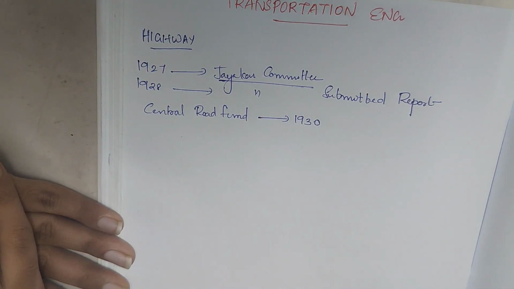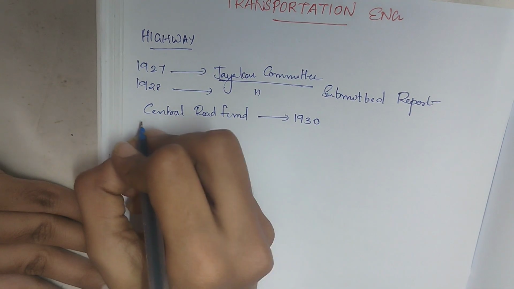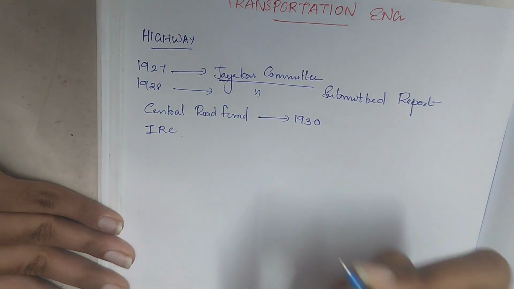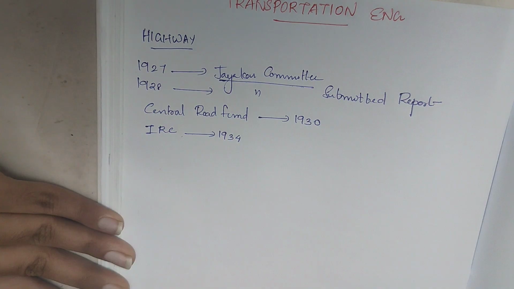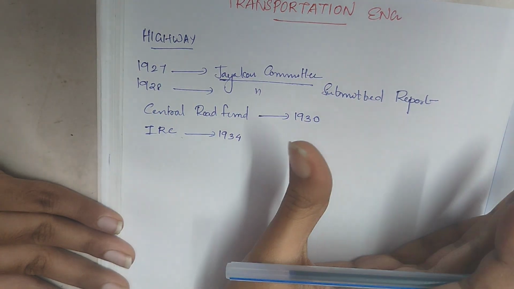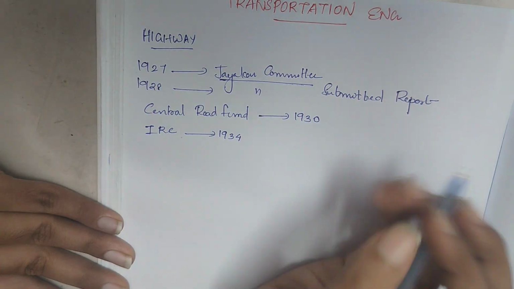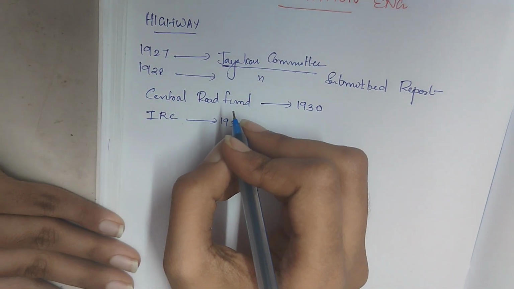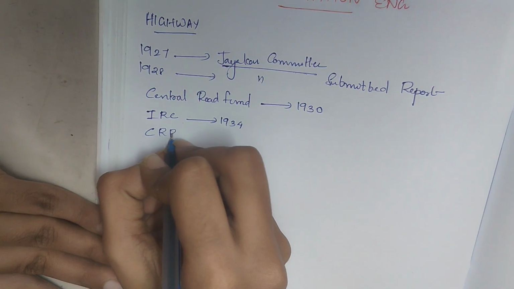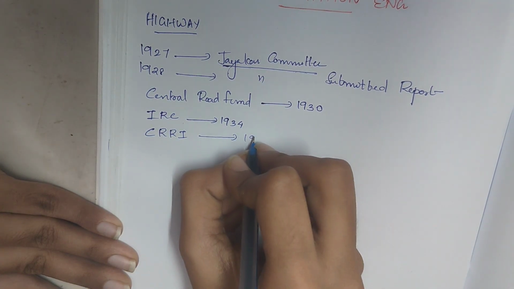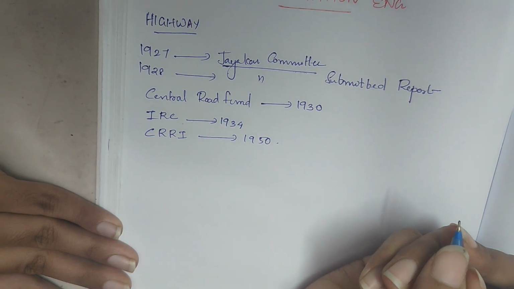For planning, designing, construction and maintenance of road networks in India, a technical body should be formed. And for that, Indian Road Congress was formed in the year 1934. And for the research and development work, an institute should be formed, and for that, Central Road Research Institute was formed in 1950.